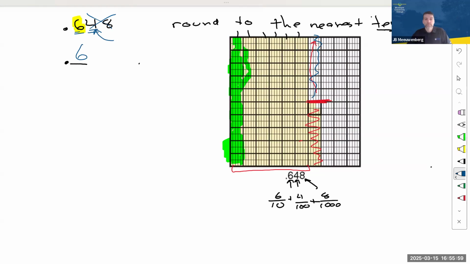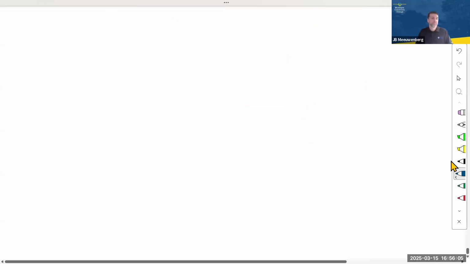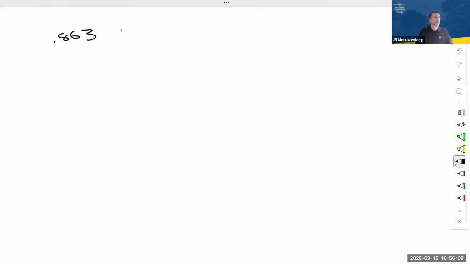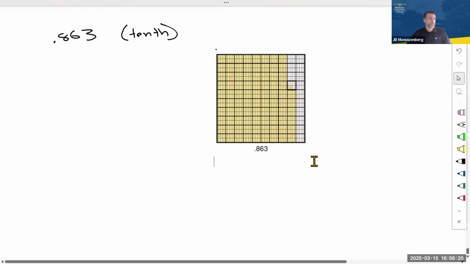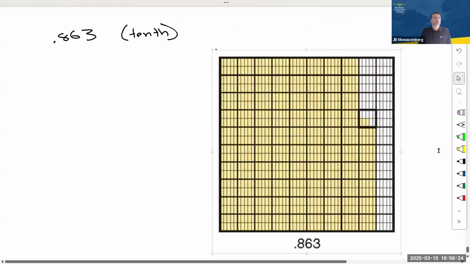So let's look at another one. Let's look at 0.863. And we're going to round this again to the nearest tenth. So let's look at what the picture looks like again. Here is a decimal square with thousandths. So notice how this one's a little bit different.